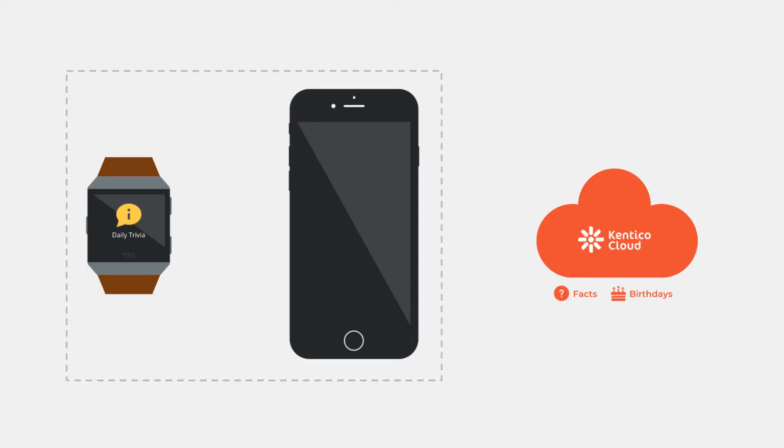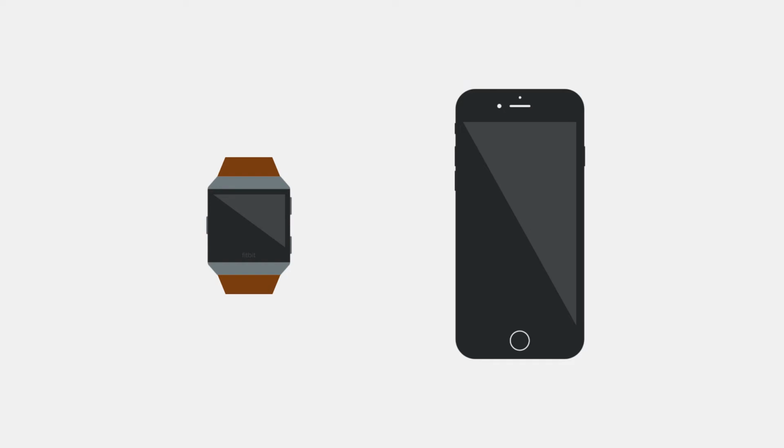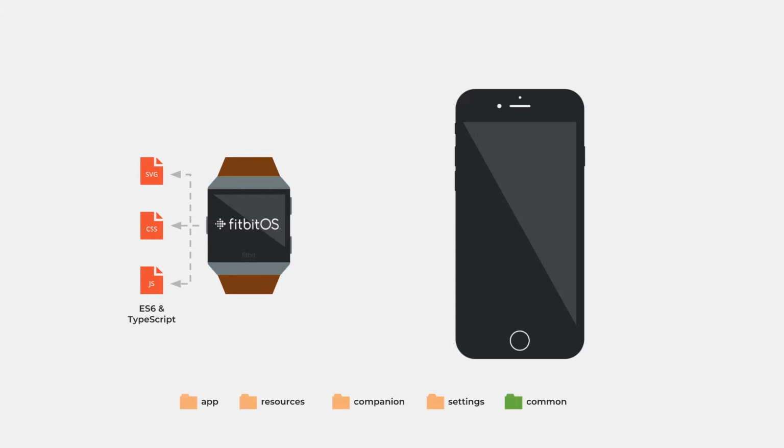Now let's check out the Fitbit Ionic app. The watch runs FitbitOS, and apps are built using SVG for the user interface, which you can style with CSS. Apps run JavaScript, and there's support for ES6 and TypeScript. When the app is built, all the scripts are automatically compiled, bundled, and optimized by the compiler, which produces an ECMAScript 5 file. In terms of the application folders, we have the following: App, Resources, Companion, Settings, and Common.